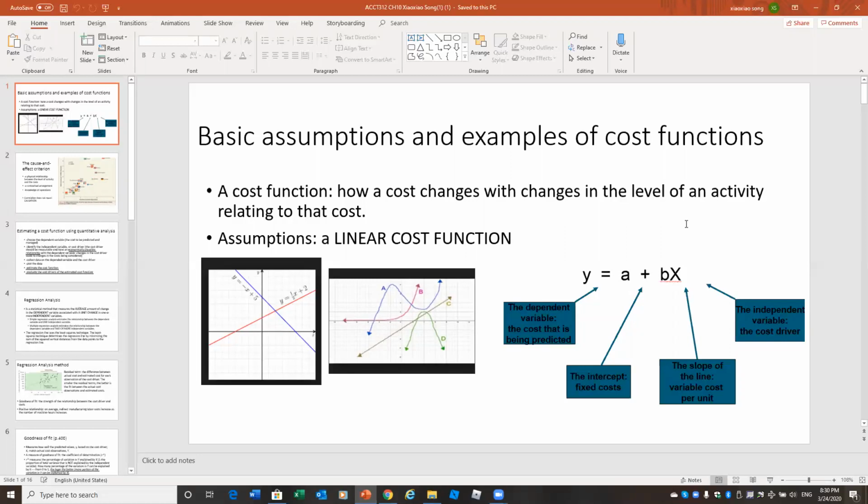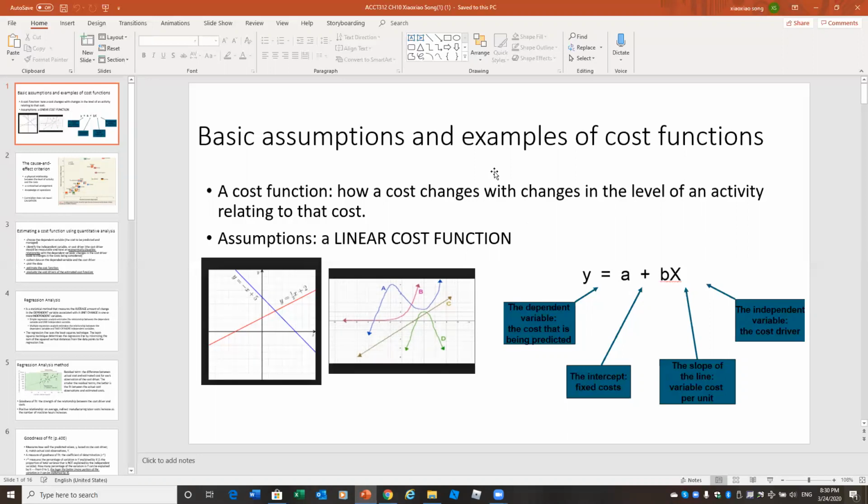I don't want to say too much about this chapter because we are not a statistics class. But why we talk about this and why we have to do our second project, because regression is very important. It's important for your work. It's also important for your daily life. Okay, so basic assumption and example of the cost function.